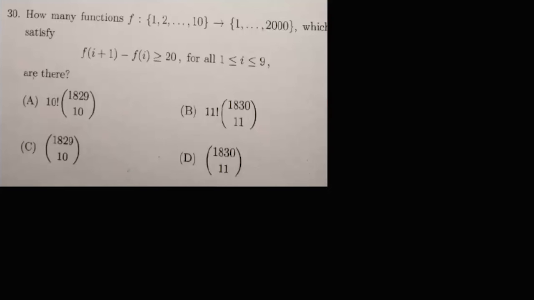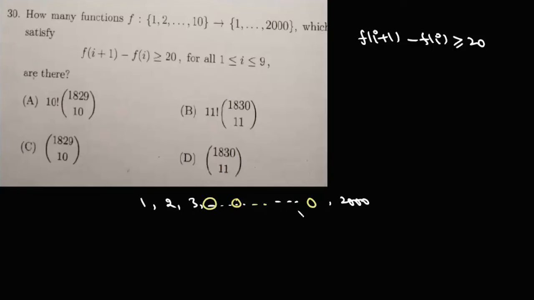Now in question number 30, it says how many functions from 1 to 10 to 1 to 2000 can be formed which satisfy this property: f(i plus 1) minus f(i) should be greater than or equal to 20. Now what we'll do is, we have the codomain 1, 2, 3 up to 2000, and from these 2000 values, we have to select 10 values for these 10 points in the domain. So we have to select 10 values.